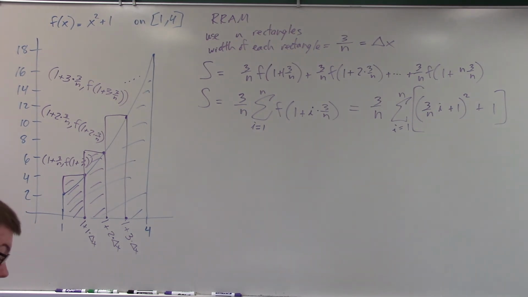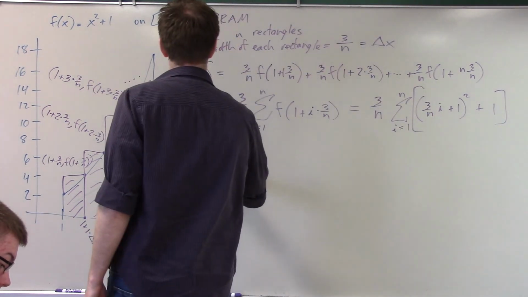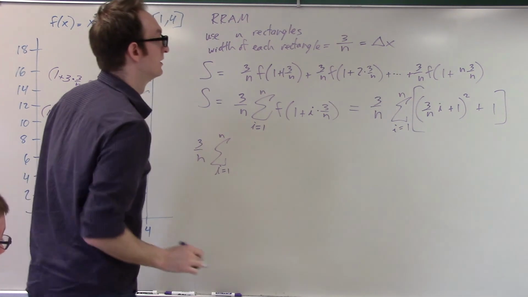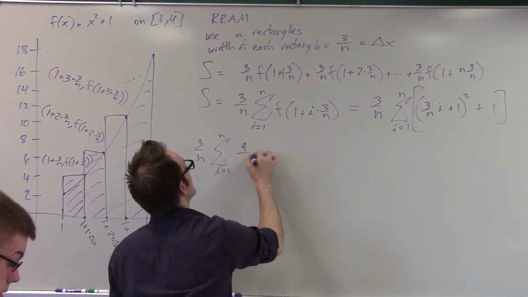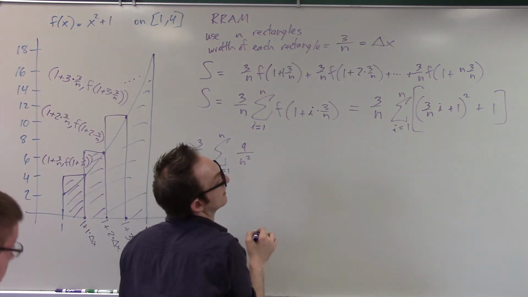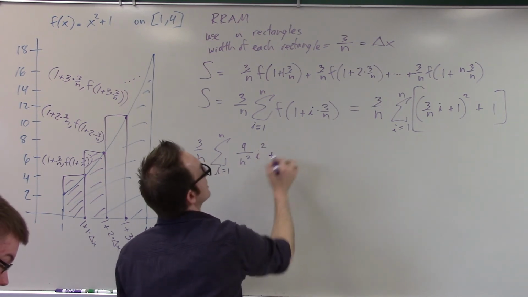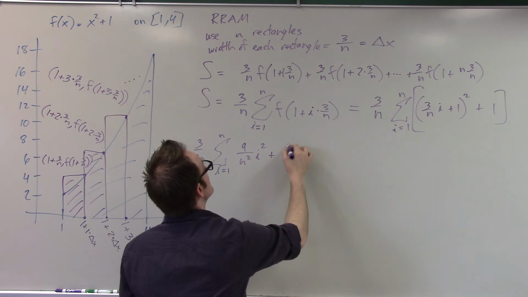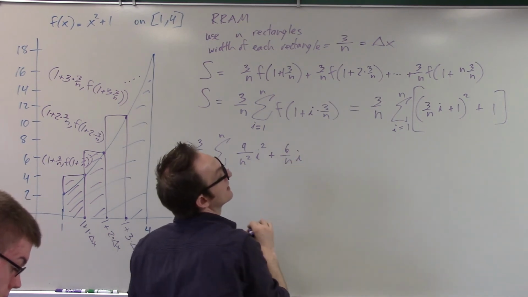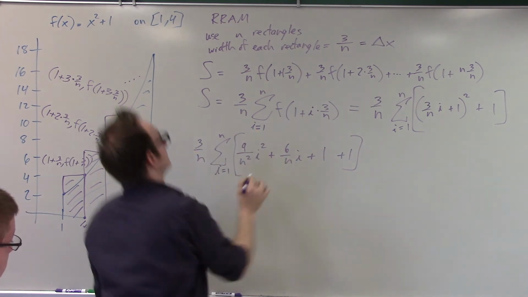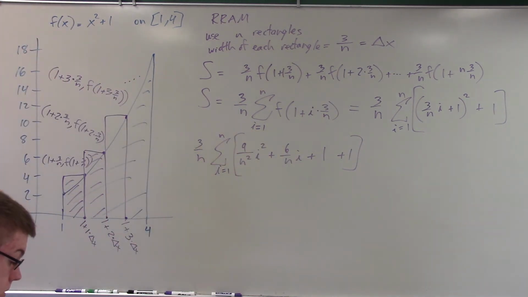Okay, good. Now, going very fast. We get 3 over n times the sum of that's going to be 9 over n squared i squared plus 6 over n i plus 1 plus 1. All I did was just multiply out that square.